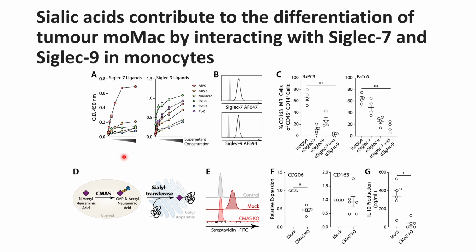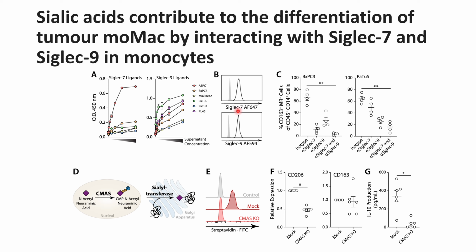Thereafter, they decided to check whether it's the sialic acid that helps in this differentiation, or it's something else. So they decided to do this experiment. They decided to check whether the sialic acid contributes to the differentiation of monocytes into monocyte derived macrophages by interacting with Siglec 7 and Siglec 9 or not.